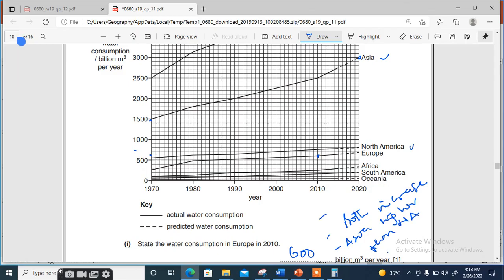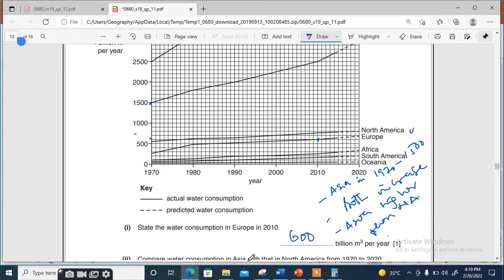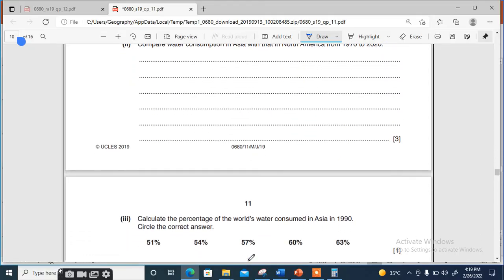Normally I advise students to always use data while answering this question. So you can say, Asia in 1970 uses around 1,500 billion meter cube, while Europe uses approximately 220, thereabout 250 in 1970. So you just do that, you've answered that question. It's comparison, it's free marks, anybody can do that. I've written the answer there just because it's close to the graph.